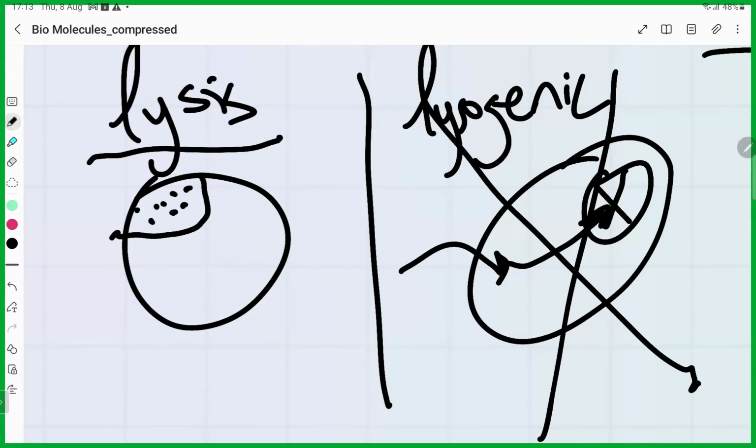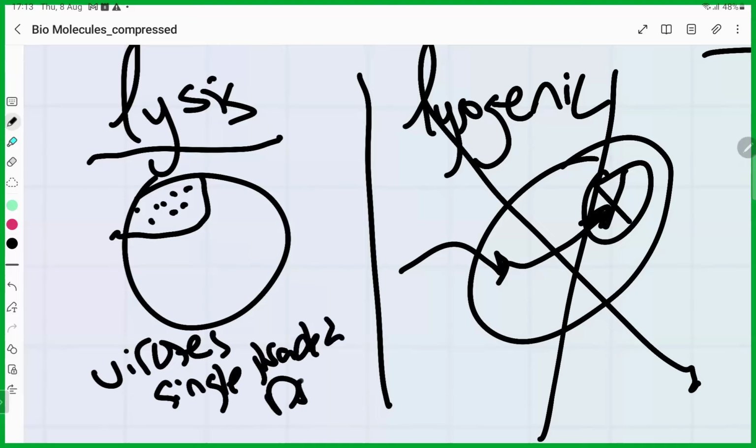So why did I speak about this too here? Because viruses usually have single-stranded DNA or RNA, and of course, it depends if it's a retrovirus or another type of virus, but usually viruses have single-stranded DNA.